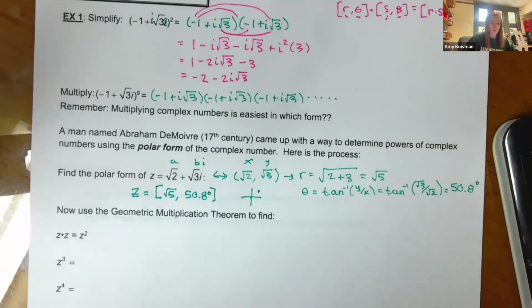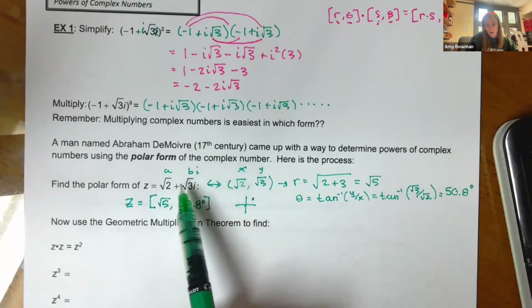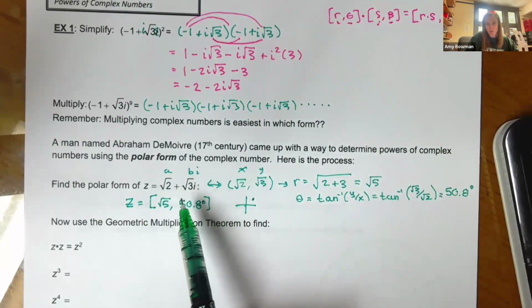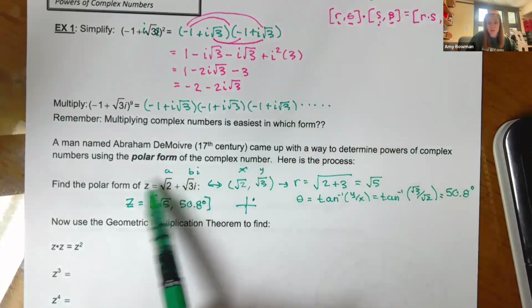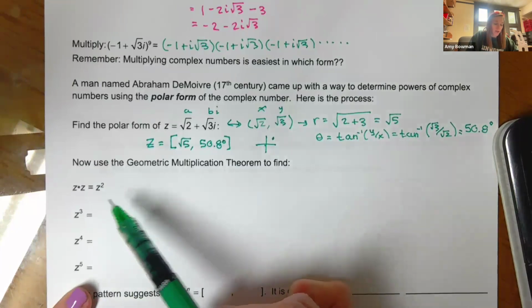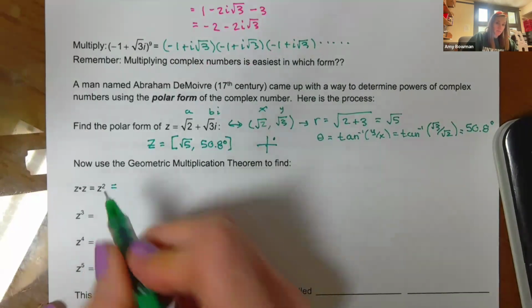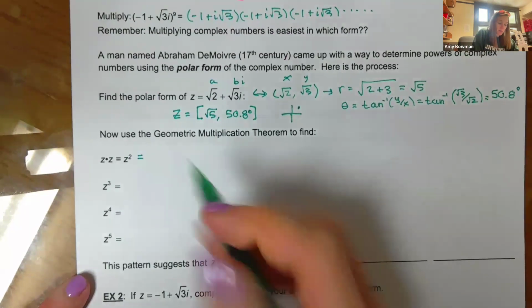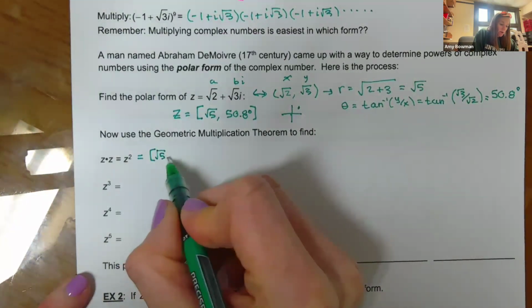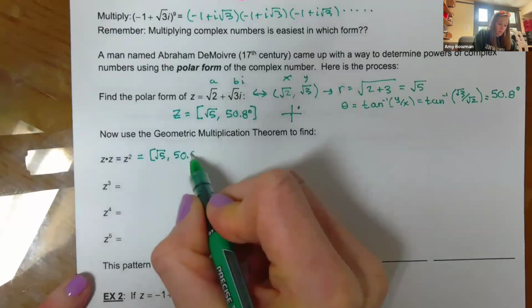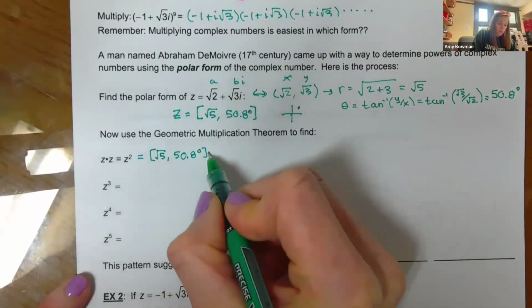All right, so now that we have got our complex number in polar form and we know how to multiply two complex numbers, we can now find z squared. Then we'll find all of these powers of z. Z squared is just going to be z times itself. So square root of 5 comma 50.8 degrees times itself.